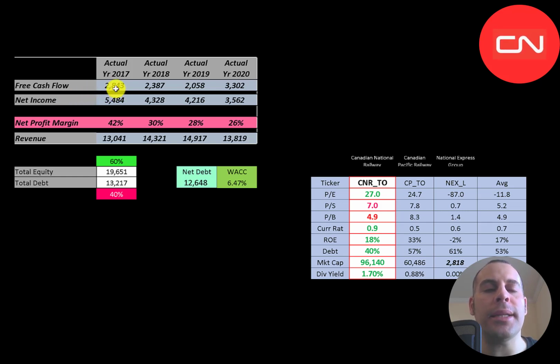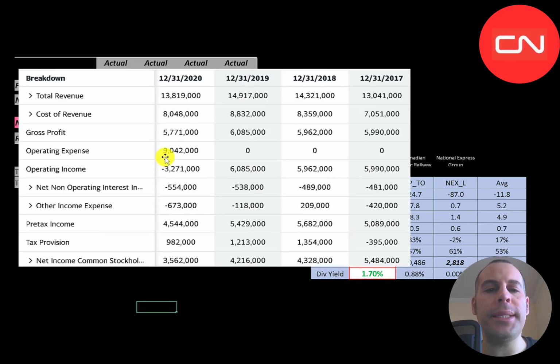So the company has lots of free cash flow each year, $2 to $3 billion. Net income is the profit and loss on the income statement. It's revenue minus expenses. And that decreases each year from $5.5 billion to $3.5 billion. Revenue is the sales for the company, and that grew a lot from 2017 to 2019, but then slipped a little in 2020.